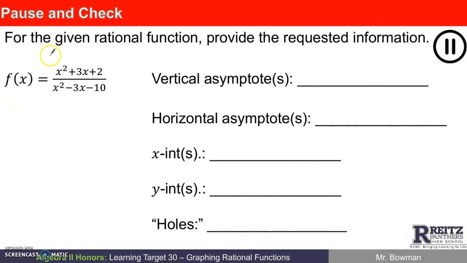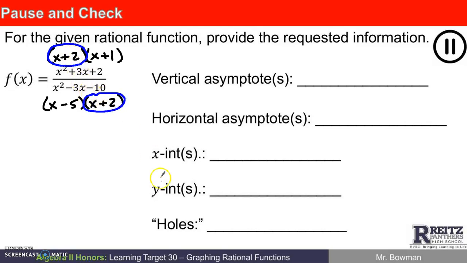Both the numerator and denominator here need to be factored. If I factor x squared plus 3x plus 2, I think I need x plus 2 times x plus 1. If I factor x squared minus 3x minus 10, I believe I need x minus 5 times x plus 2. And what I see is that I have a factor of x plus 2 in both the numerator and denominator. So that tells me the x for a hole would be at negative 2. If I think about the expression that's left over, it would say x plus 1 over x minus 5.